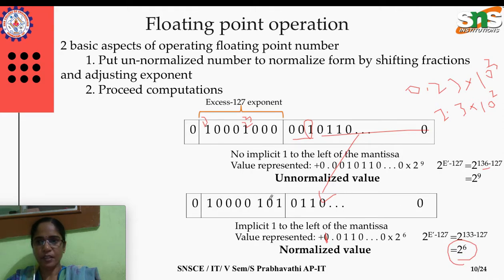Okay, the mantissa gets adjusted. This is how we need to convert the unnormalized value to the normalized value before doing any calculations. Okay, so I hope you understood how the mantissa value and the exponent value get changed over here. So previously it was 136. Now 3 bits have been moved towards the left, so it is adjusted to 133. So this value is nothing but the decimal representation 133.